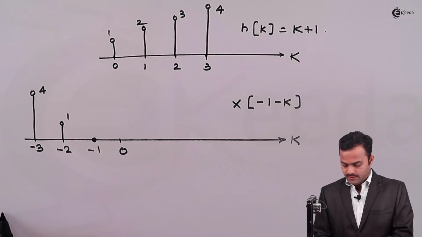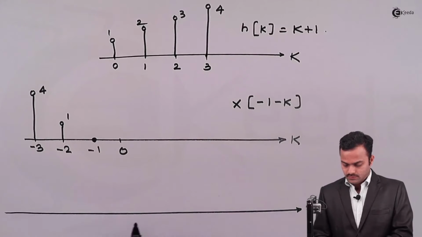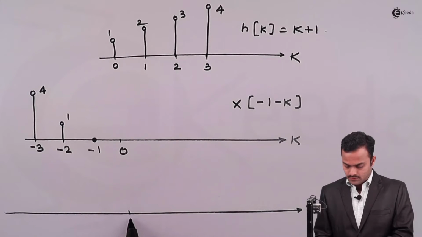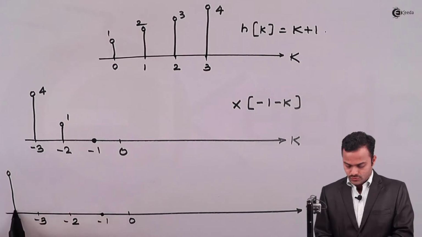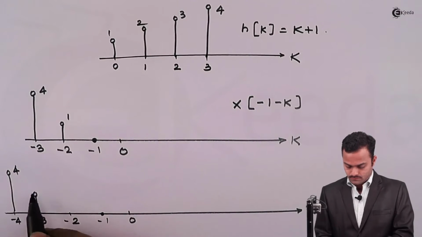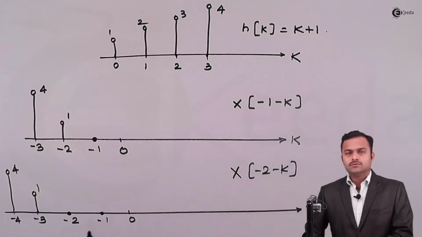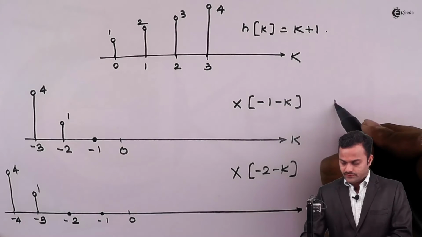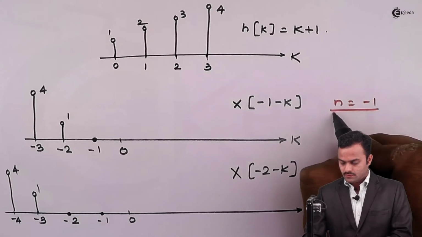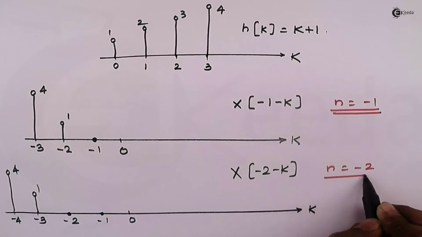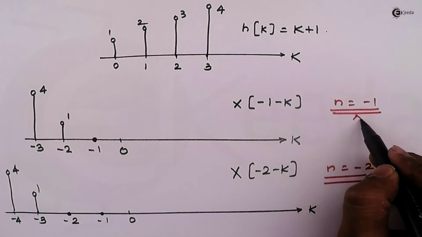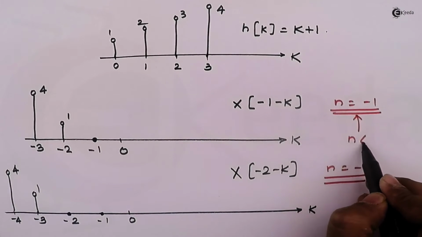Similarly, if I delay it by 2 units, we'll get a signal which is starting from minus 2 and it can go up to minus 4, the values as shown. So what we have done over here, we have shifted this by minus 1, this we have shifted by minus 2. In general, I can say what I have done, I have taken n less than 0.